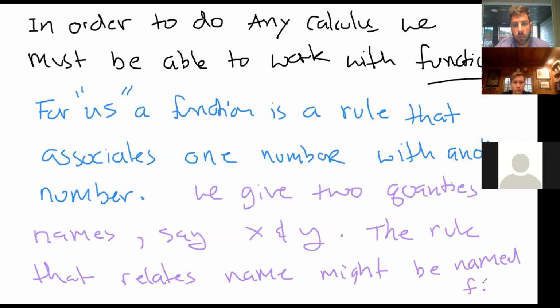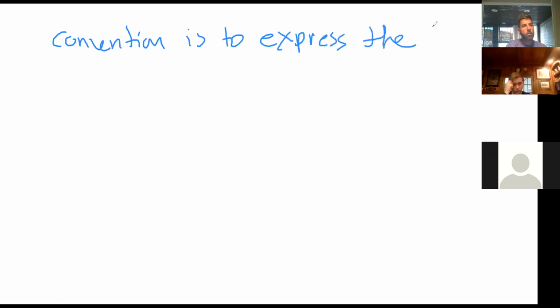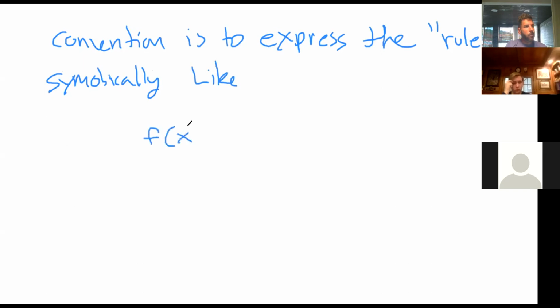So this is where the letters come in. We're using letters to represent numbers. And then what is the convention? Well, it's convention to write the rule. So what we'd like to do is express the rule symbolically. Like we might write it as y equals f of x, where f of x is some rule.